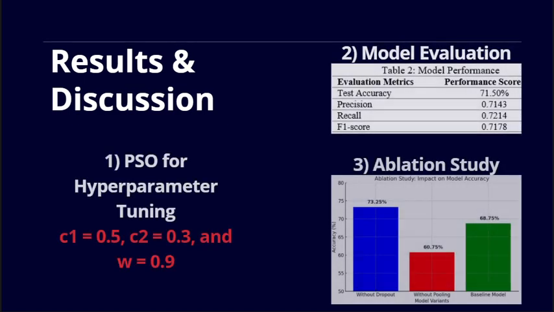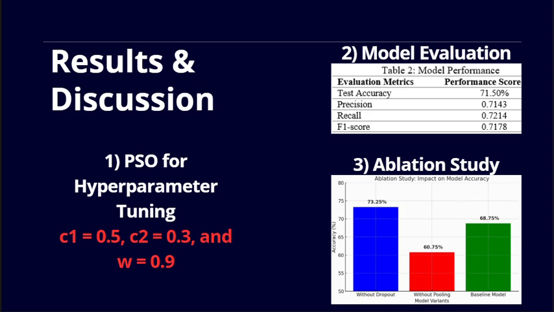Results and discussion. The first one, PSO for hyperparameter tuning. The algorithm is executed for 10 iterations with the parameters C1 equals 0.5, C2 equals 0.3, and W equals 0.9, where the cognitive coefficient, C1, represents the particle's experience influence, the social coefficient, C2, represents the influence from the swarm, and W, the inertia weight, helps balance exploration and exploitation.